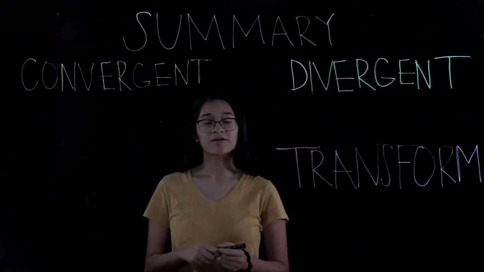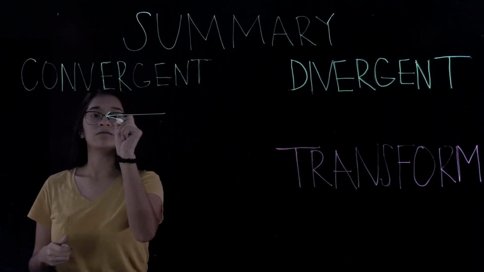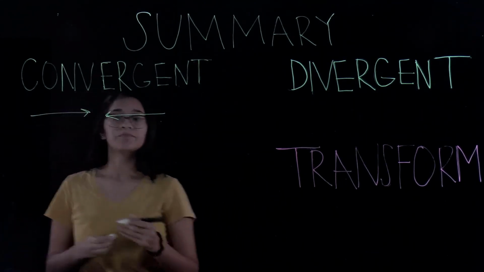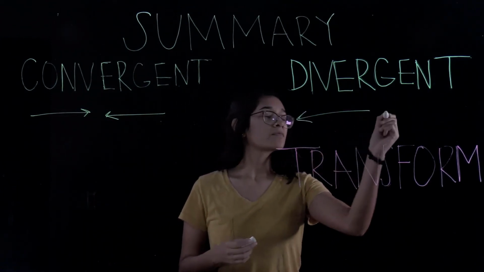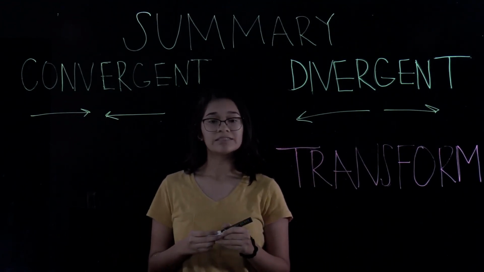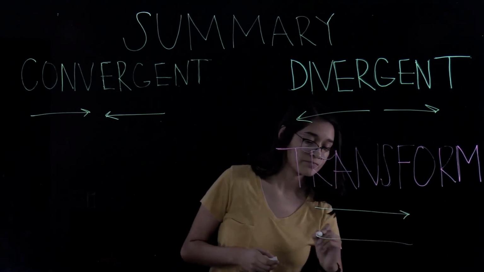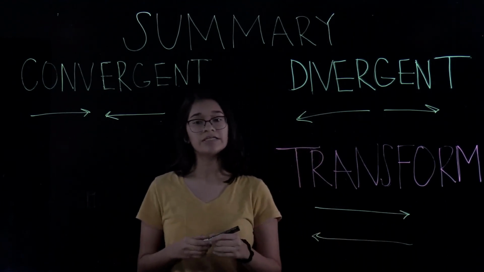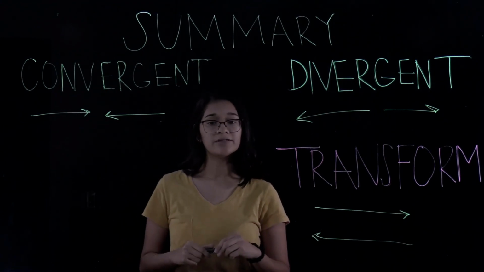Now let's remember, convergent plate boundaries move towards each other. Divergent plate boundaries move away from each other. And transform plate boundaries slide past one another. It's important to know the different movements of the plates because it's evidence of how our world is moving and creating something new every day.